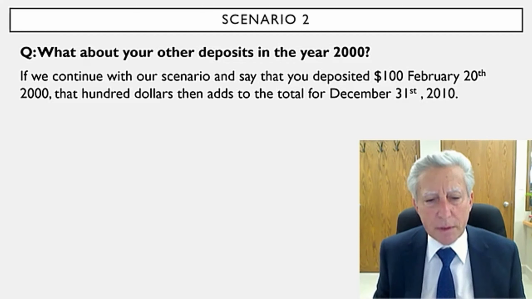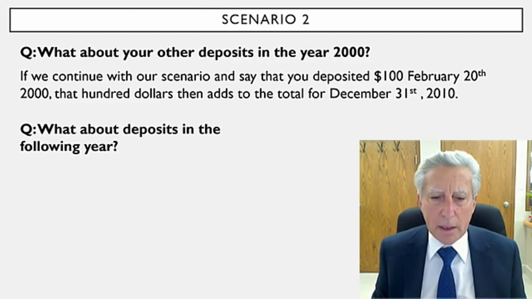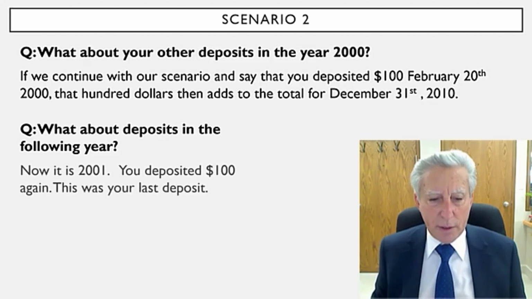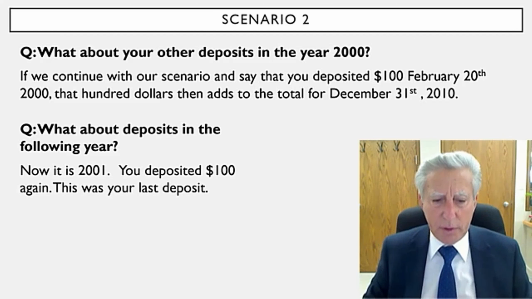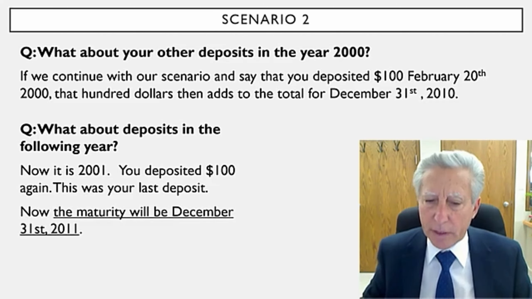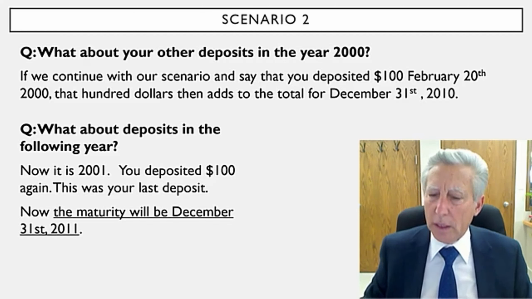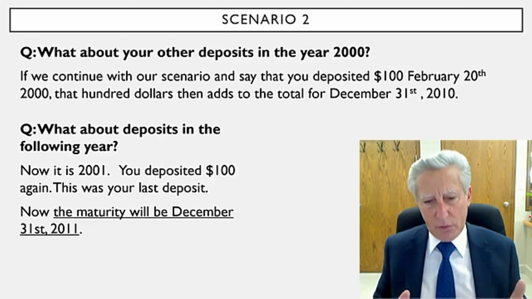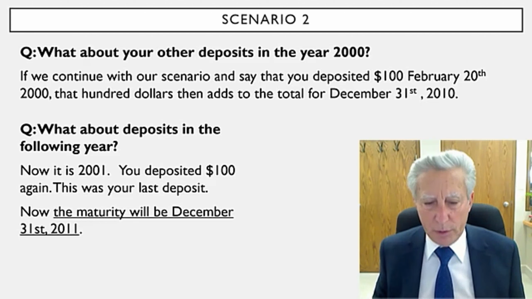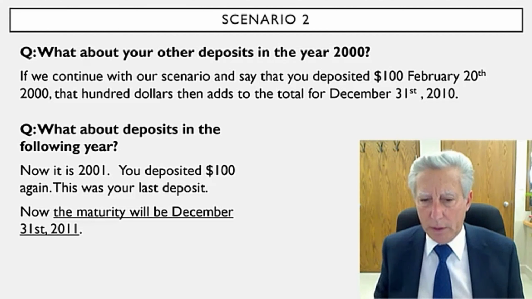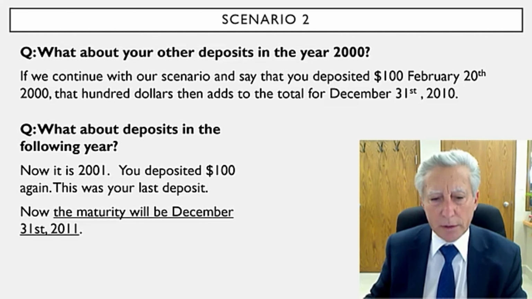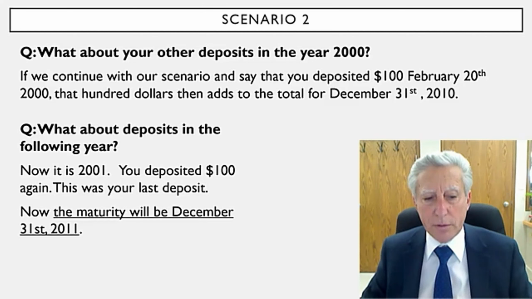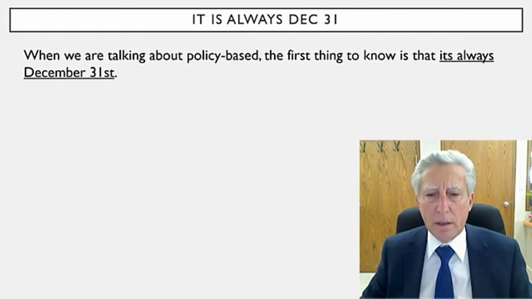However, the big difference, and this is an important consideration, is that what if I give you money the following year? So now in 2001, you gave me $100 to deposit. So that was now your last deposit. Now what happens is that the maturity will be December 31st of 2011. So I draw your attention to the fact that it's 2011. In other words, whatever amounts of money you're putting in during the year does not change the maturity date. But the moment you go into the following year and you put in any amounts of money at all, then the maturity date now shifts basically 10 years to December 31st of that particular year. So that's a very important distinction to make on all this.